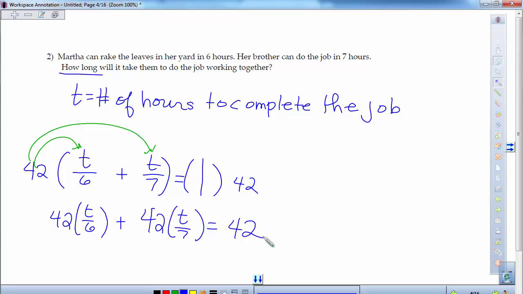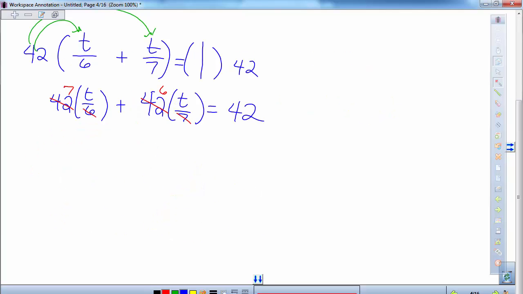Of course, since we chose the least common denominator, it's going to cancel things out for us. So the 6 cancels with the 42, we're left with 7. The 7 cancels with the 42, we're left with 6. So we get 7t plus 6t equals 42, or 13t equals 42.